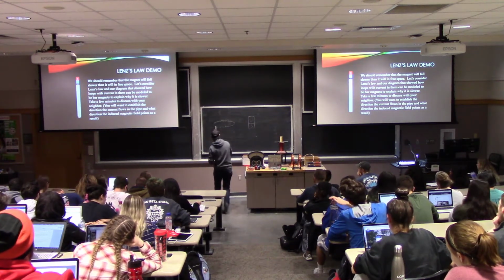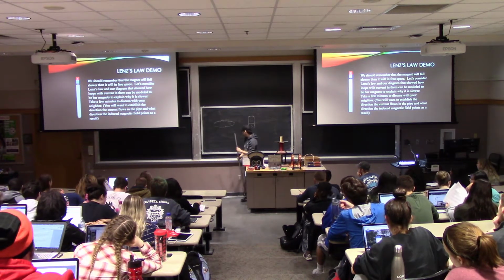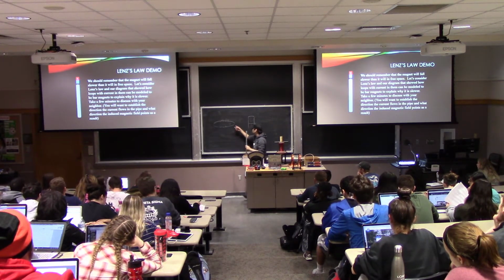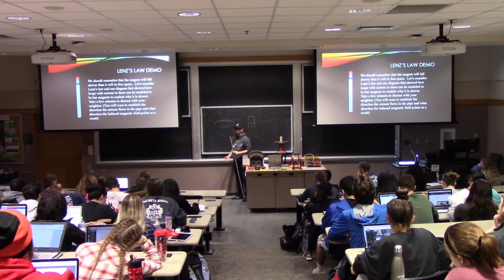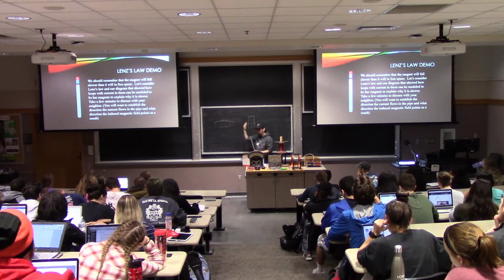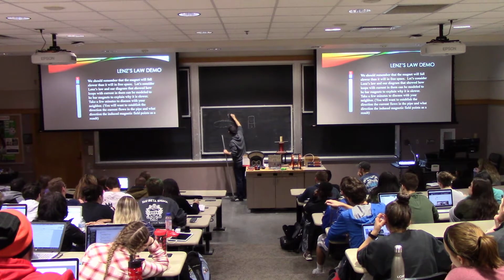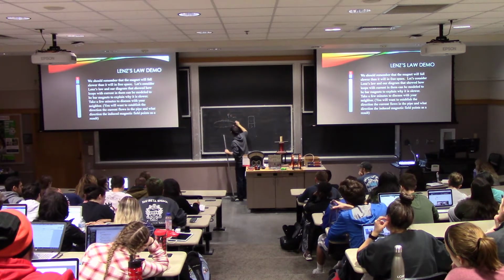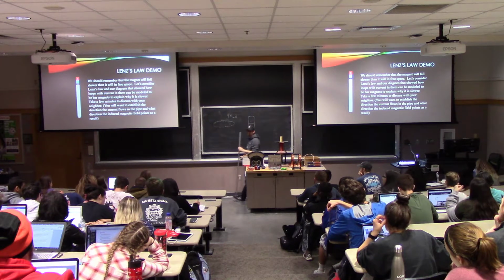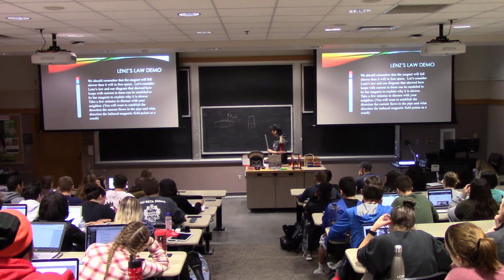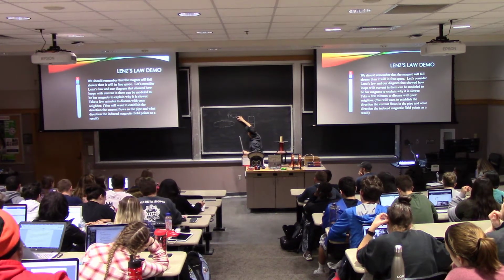And so the way that it can do that is to say, I'm going to have some current going around this loop so that the magnetic field is going to be pointing up. So it's going to oppose that change. So the induced magnetic field, B induced, is going to be up.